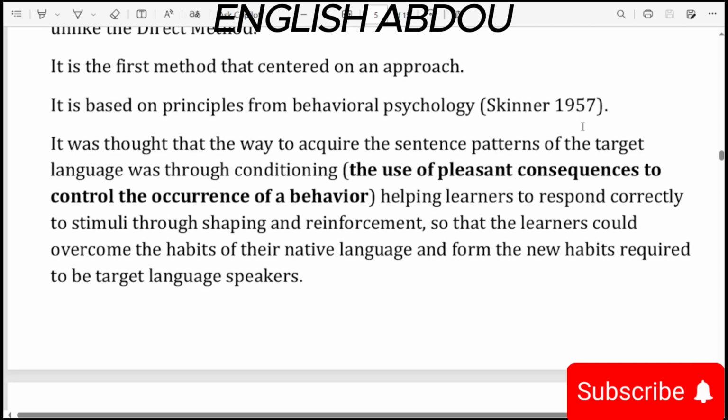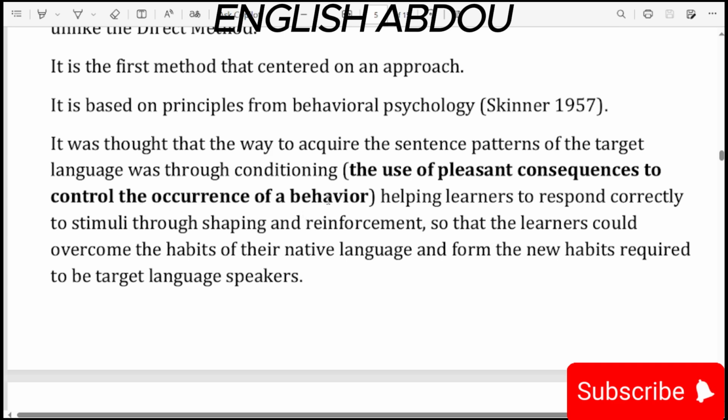Okay, it is the first method that's centered on an approach. It is based on principles from behavioral psychology. So when we say behavioral psychology, we mean Skinner. We mean the principles of, of course, conditioning. Conditioning means the use of pleasant consequences to control the occurrence of a behavior.